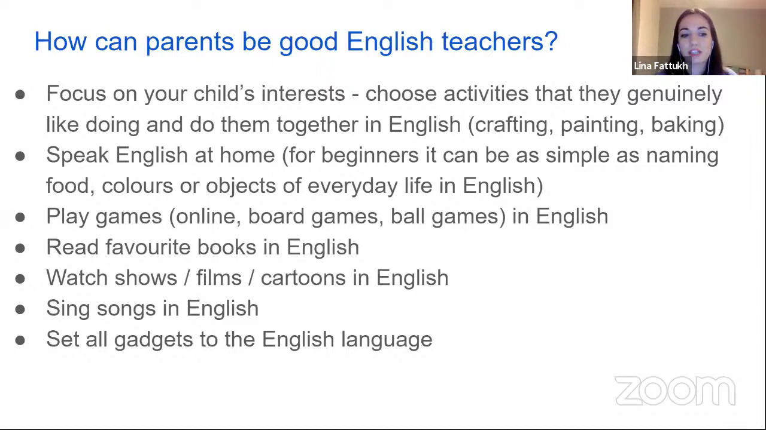I think we all agree that children spend a lot of time on their gadgets nowadays. So what you can do is just set the default language of the gadgets to English so that they can intuitively learn what each command on the gadget means in English. I think these are very important tips as well.